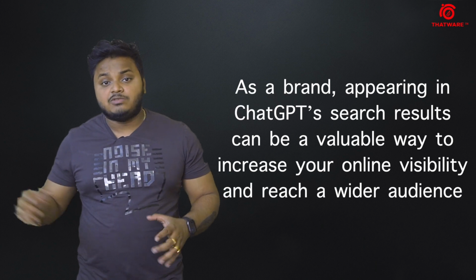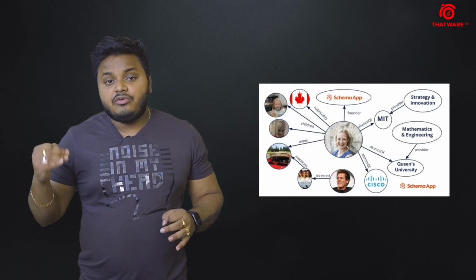Even though optimizing for an AI is something you cannot really control to a certain extent, because normally AI learns from the data sets it has been trained on over years, one essential hack you can use is to build a proper entity for your brand.